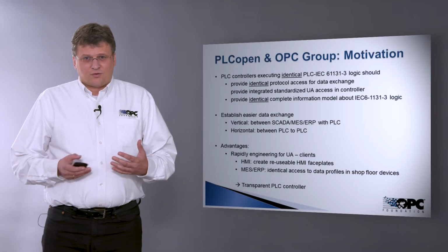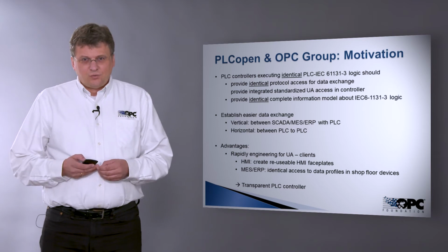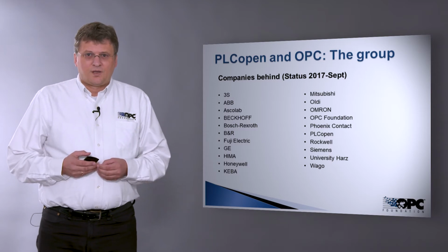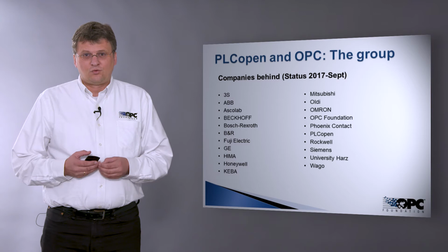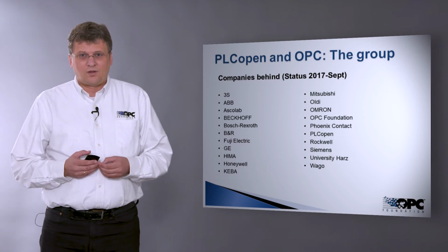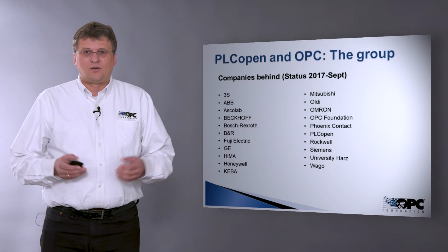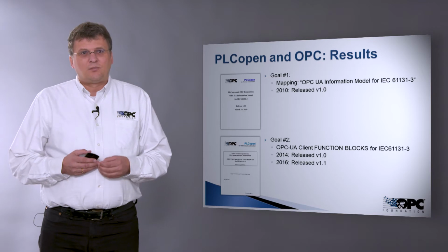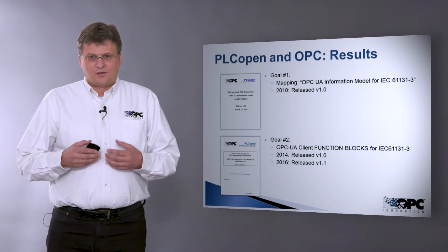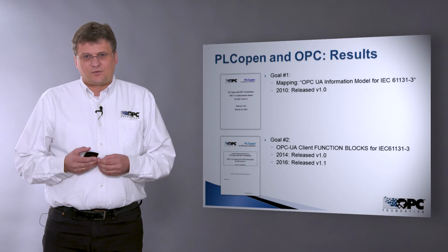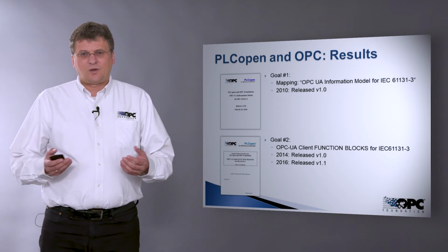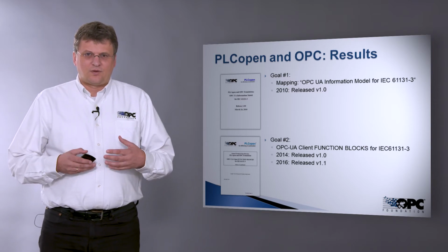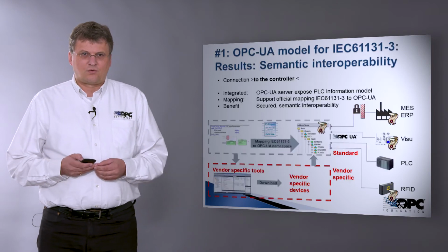It's all about advantages in rapid engineering and, at the end, reducing engineering efforts and costs. The group started in 2008 and today, in 2017, this group is still huge and very active, and I think we have all important major players on board. The result is already two specifications. Number one was the mapping of the information model of IEC 1131 into the OPC UA namespace, and the second one is creating OPC UA client function blocks, allowing to establish a communication out of the controller.